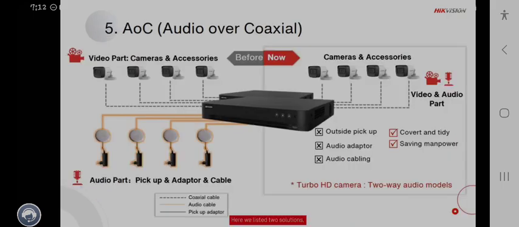Here we listed two solutions. One is the traditional Turbo HD video and audio transmission solution. Another is the AOC solution. Comparing these two solutions, we can clearly see that the AOC solution saves cabling cost and manpower. And we need to mention that the built-in mic in the Turbo HD camera is needed, so the new two-way audio models can easily pick up the audio on site and transmit it with AOC.